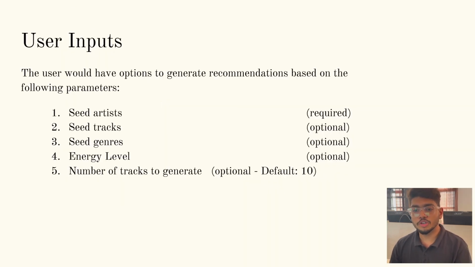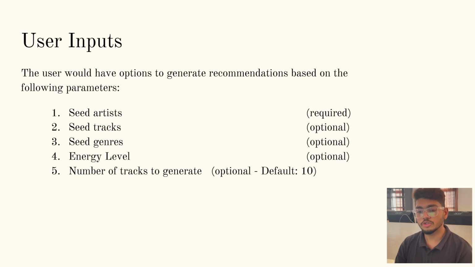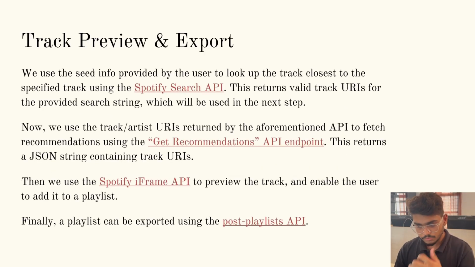Now, what are the inputs which we basically take from the user? First we have the seed artist, which is basically the artist we want to generate the playlist of. Second we have the seed tracks, third is the seed genre, fourth is the energy level, and fifth is the number of tracks to generate. After that we are going to preview the track and export it.